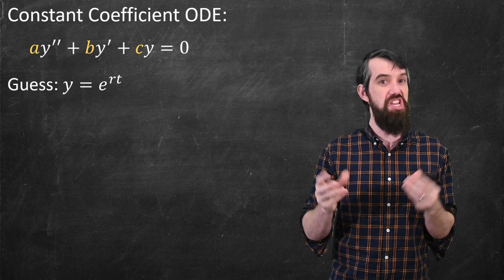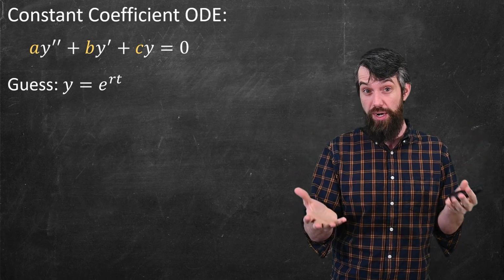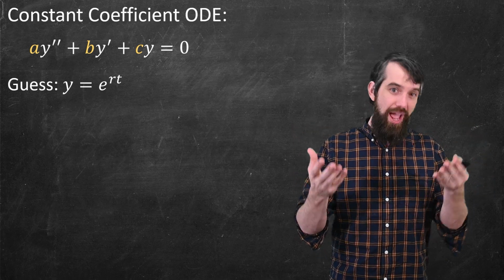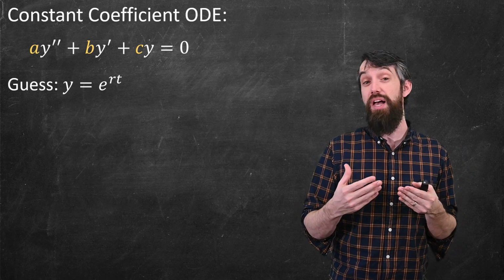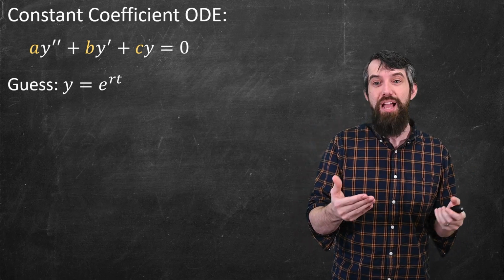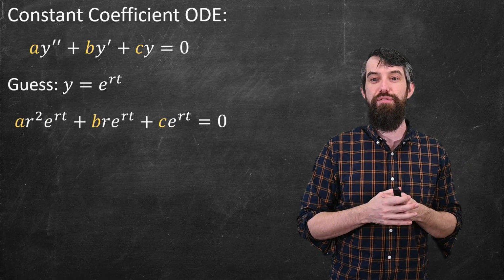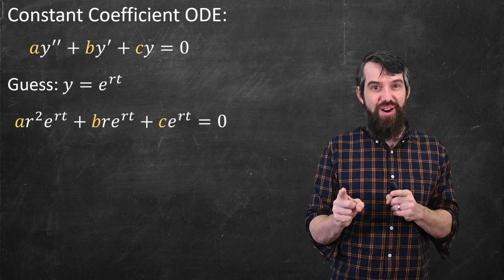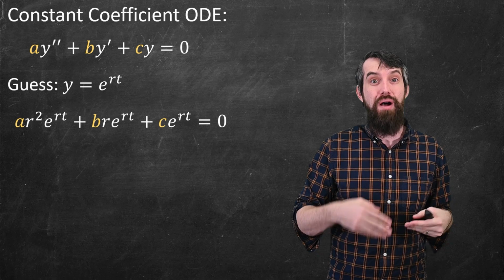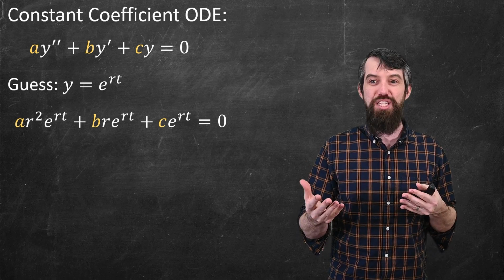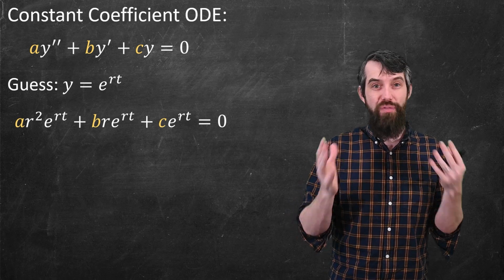form e to the rt. It's just a guess. We'll see whether it works. But if I do this, then I can substitute this in. Two derivatives of e to the rt is r squared times e to the rt. There's a constant a out the front. Then one derivative of e to the rt is r times e to the rt with a constant b out the front. And then cy just becomes c e to the rt, and all that adds up to 0.